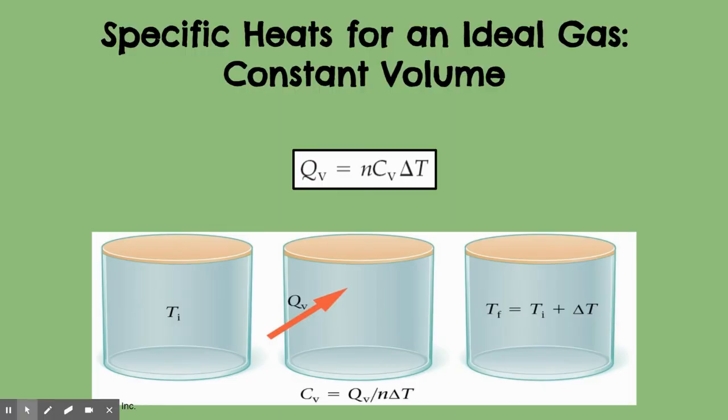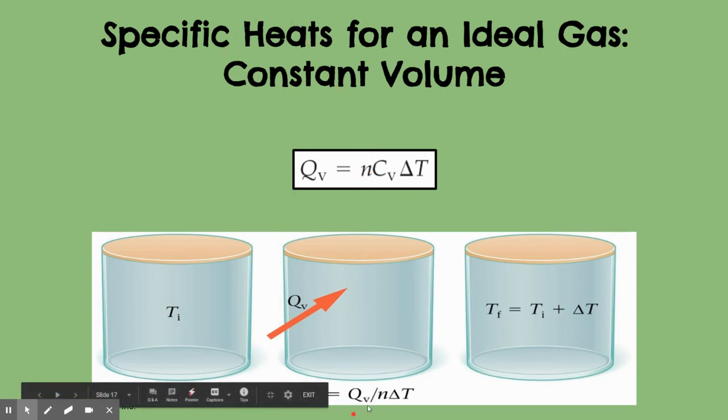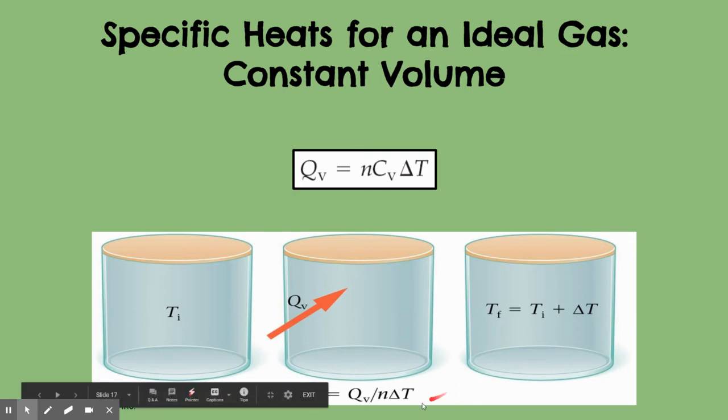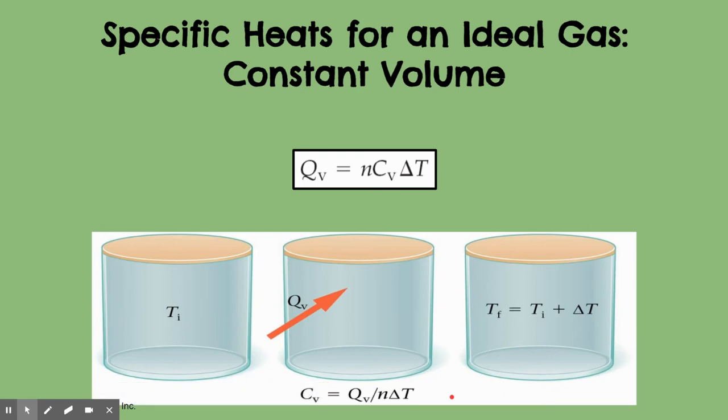Constant volume and constant pressure systems have unique specific heats as well. For a constant volume system, we can find the specific heat by just dividing. I should not have put it there, okay, there it is. For a constant volume system, we can just divide our Q, and Q_V means heat in a constant volume system, by the moles of the gas present times the change in temperature. That's how we would find our specific heat for that constant volume system.